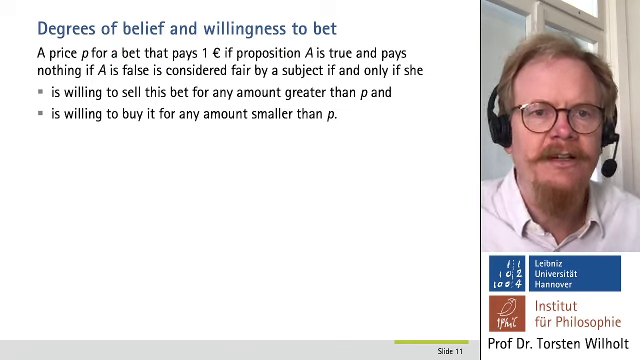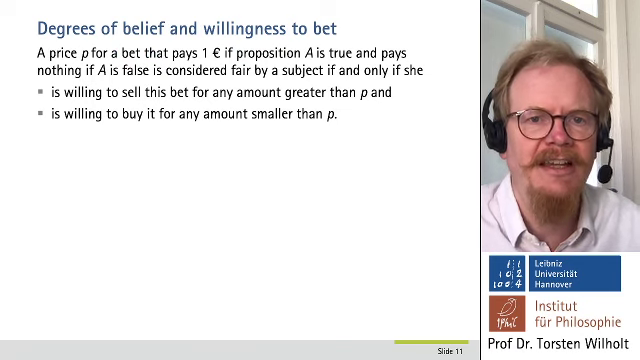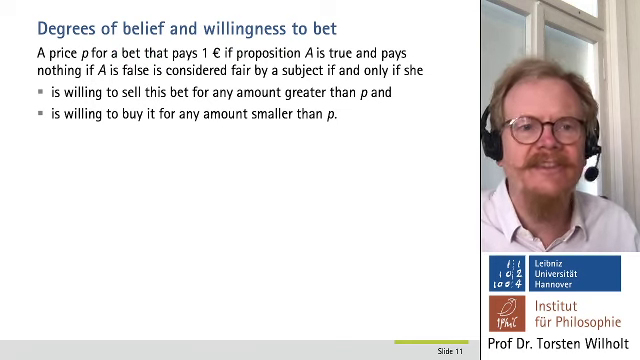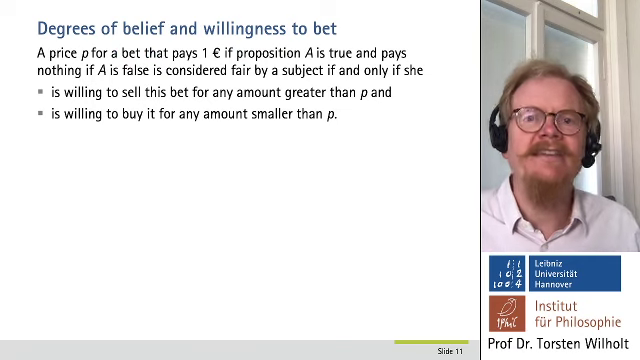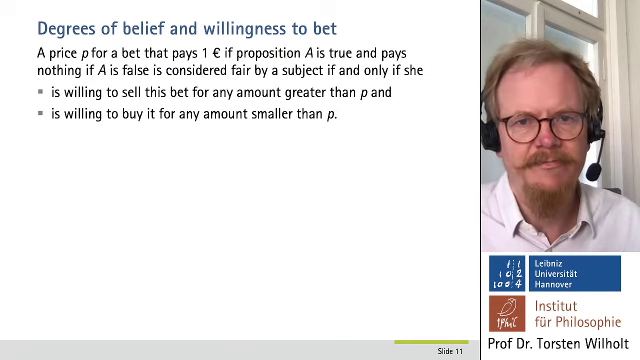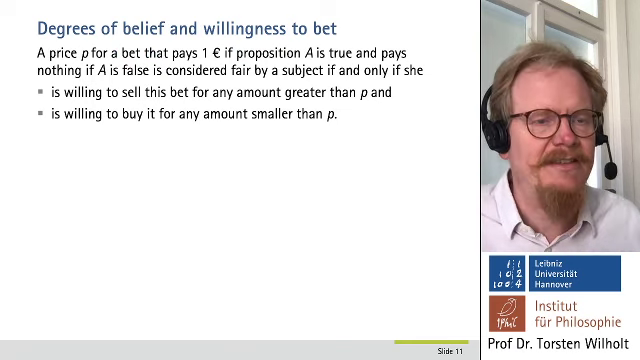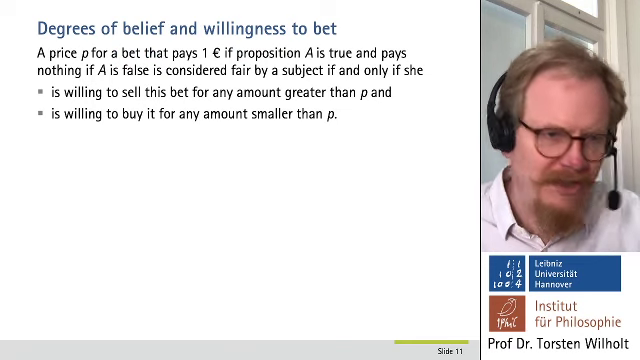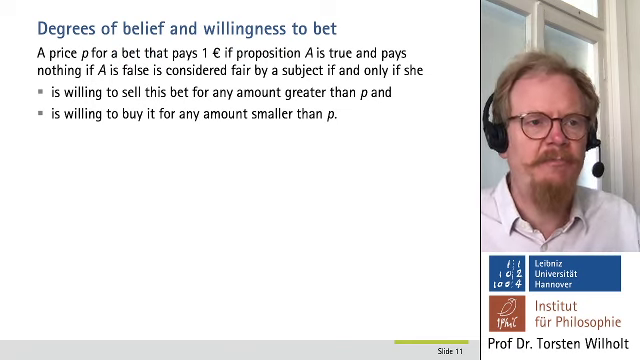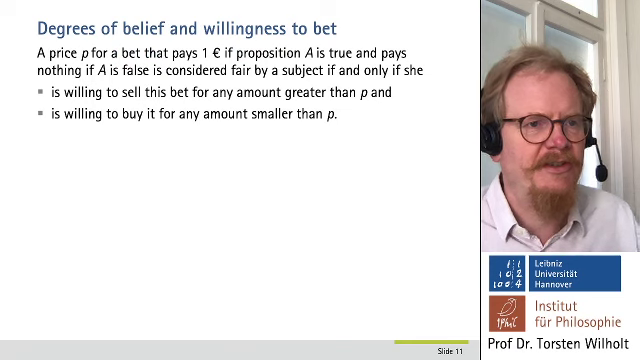So, some terminology first. A price for a bet that pays €1 if proposition A is true and pays nothing if A is false is considered fair by a subject if and only if this subject is willing to sell this bet for any amount greater than this price and is willing to buy it for any amount smaller than this price. So we're considering some very basic, simple kinds of bets, where you pay a price for the privilege to take part in the bet, and then the bet is about one particular proposition, and if that proposition turns out to be true, you get €1, and if it turns out to be false, you get nothing.